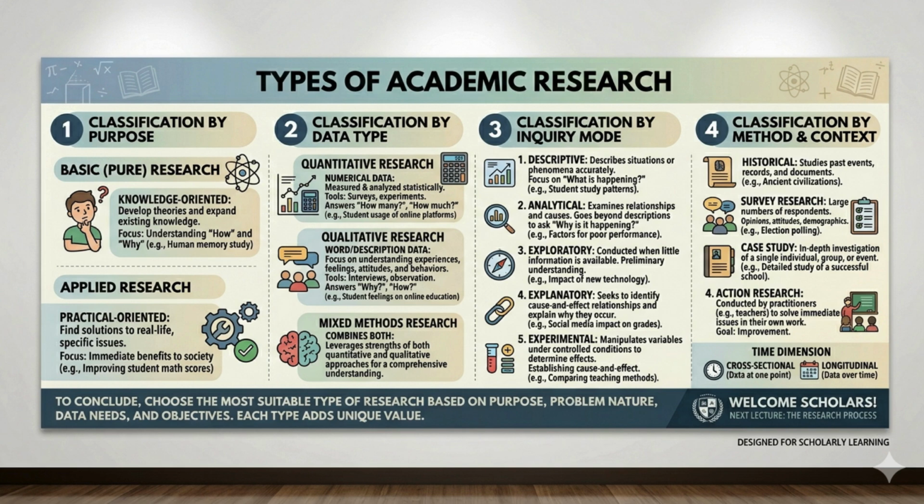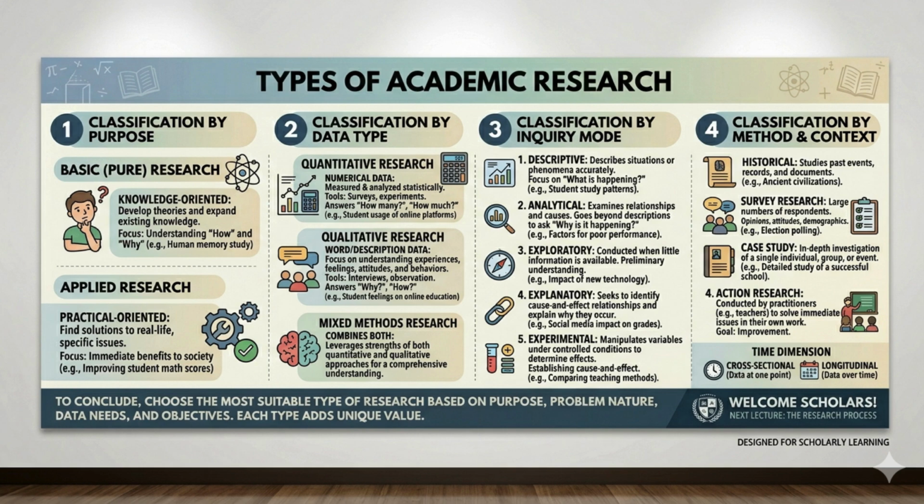We can also classify research according to the time dimension. Cross-sectional research collects data at a single point in time, while longitudinal research collects data over an extended period. For example, studying students' attitudes toward online learning during one semester is cross-sectional, whereas following the same students for several years is longitudinal research. As we can see, each type of research serves a unique purpose and contributes to knowledge in different ways. Researchers select the most appropriate type based on their objectives, available resources, research questions, and the nature of the problem under investigation.